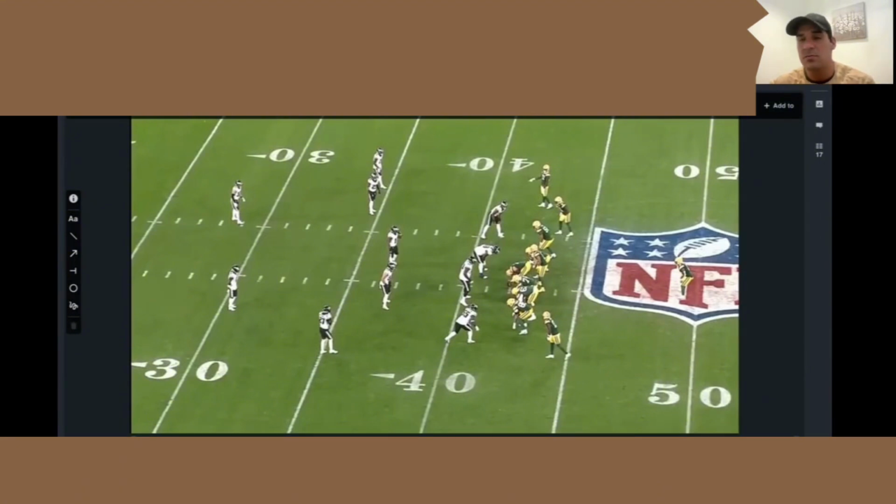If the fullback is offset strong, we say he's over. And if he's offset weak, we say he's under, just like a 3 technique. Yeah, it makes a lot of sense. So over and under, and then the back offset strong is near and away is far. All right. So that pretty much covers everything.